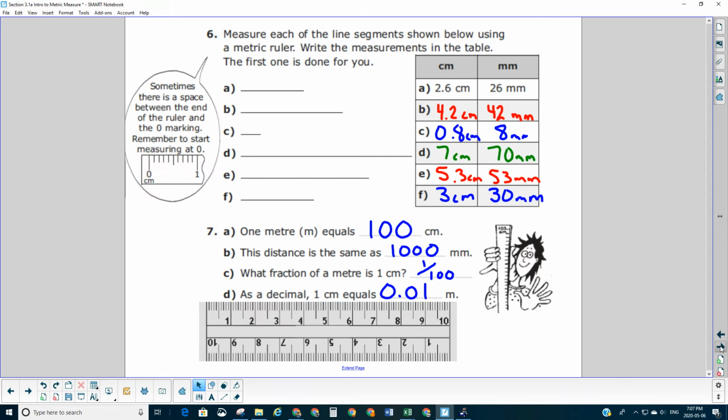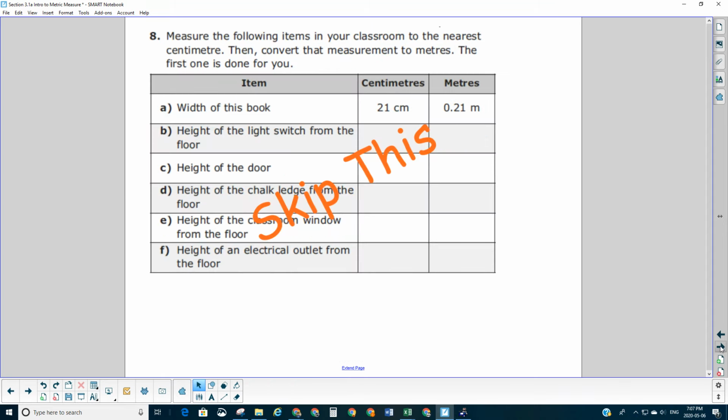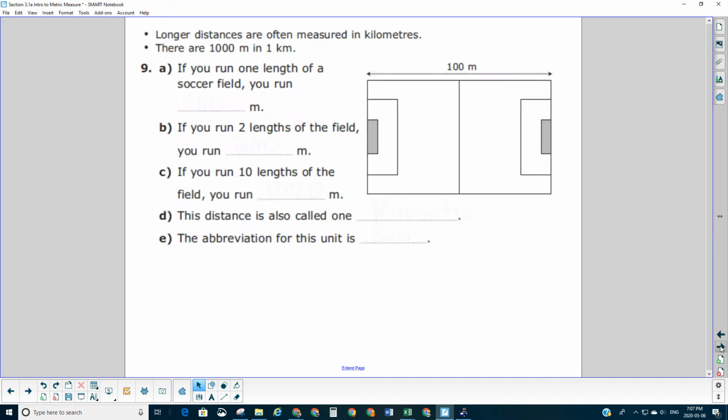All right, great. We're trucking along really nicely here. We're going to skip number 8 because it goes off and asks you to measure things in your classroom. And since we're not in our classroom, we're going to skip that, which means we're going to quickly get to our last page in section 3.1, sorry. And we're almost finished. So now we're on page 61, and we're talking about bigger distances like kilometers and meters.